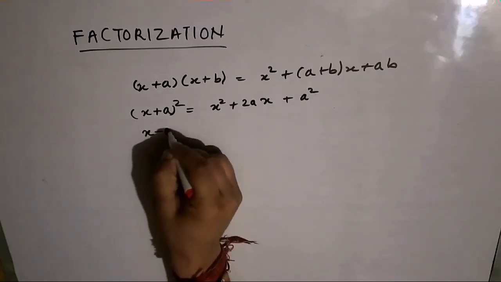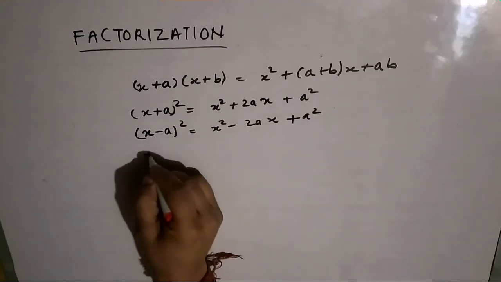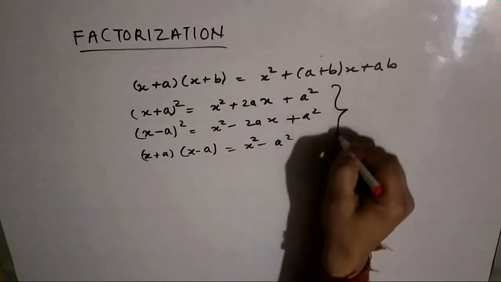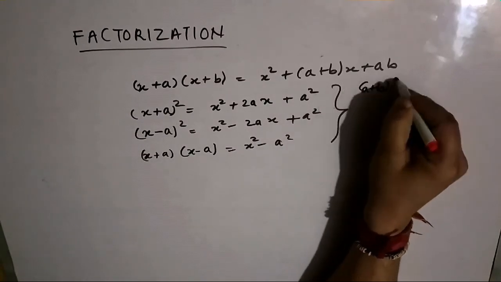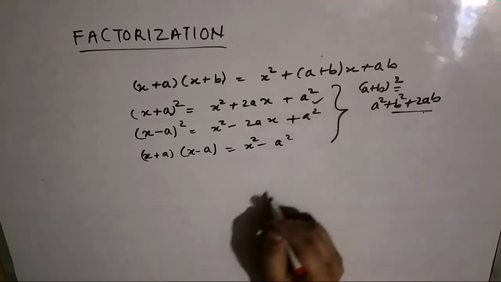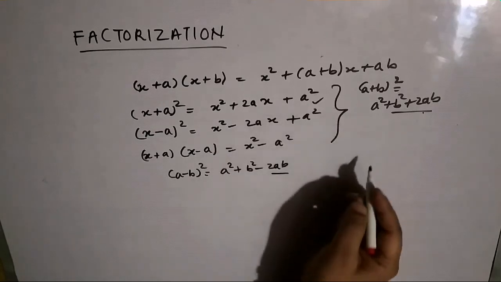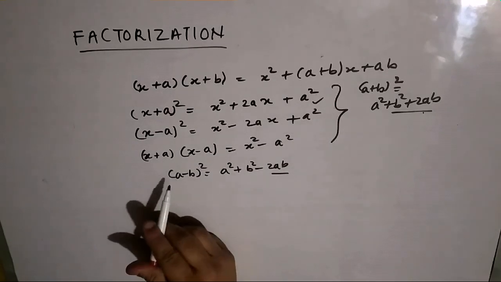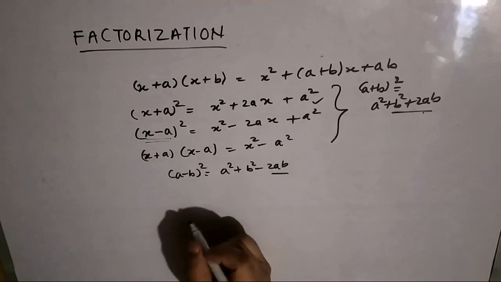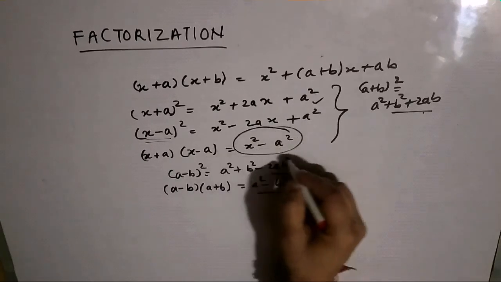Another way is if it is x minus a whole square, that would be x square minus 2ax plus a square. Another way is if it is x plus a and x minus a, then it would be x square minus a square. Sometimes people write this as a plus b whole square, which is a square plus b square plus 2ab. Basically this and this are the same. The a minus b whole square, someone writes it as a square plus b square minus 2ab. That is basically the same. What I have done here is written x minus a, and here it is a minus b. The expression is actually the same, and likewise a minus b and a plus b become a square minus b square, just like x square minus a square.